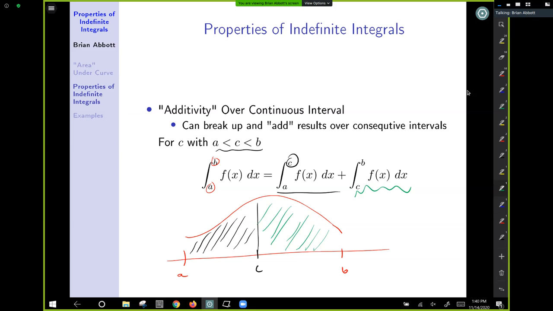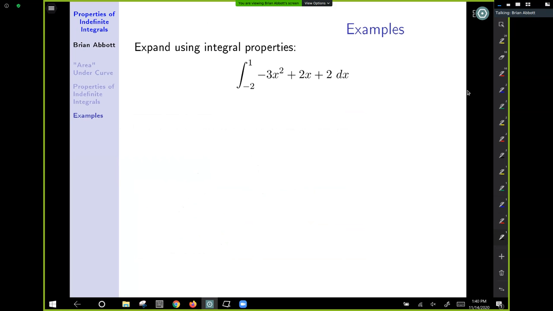Okay, so let's do a few examples. It says to expand using properties, using our indefinite integral properties. That's going to bother me, I should change that to definite. Well, you just cross out the "in". So what can we do here? Well, I can split it up over the sums. So let's do that first. This is equal to the integral from -2 to 1 of 3x squared dx, plus the integral from -2 to 1 of 2x dx, plus the integral from -2 to 1 of 2 dx.